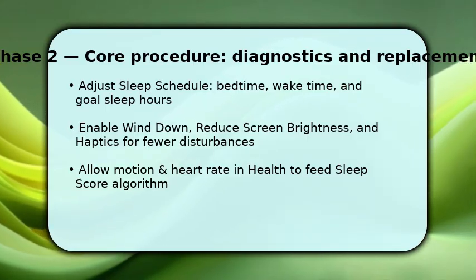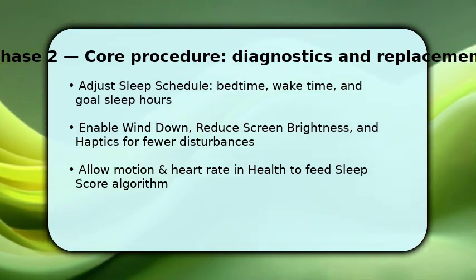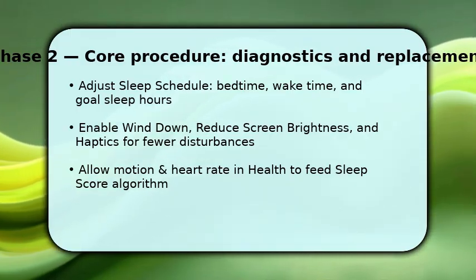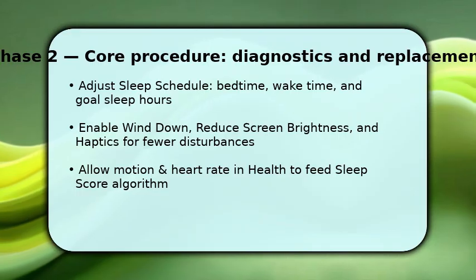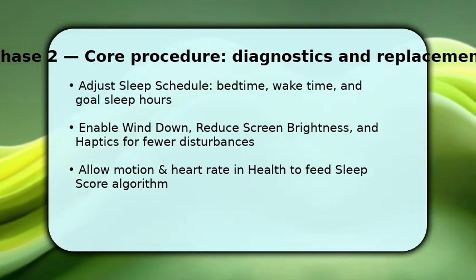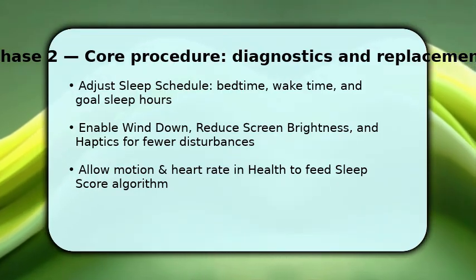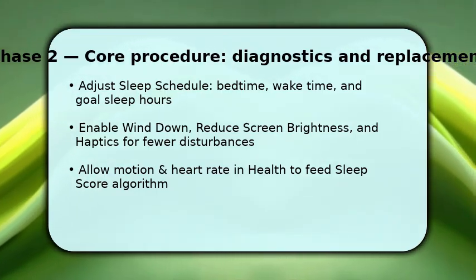Then enable wind down to automate calming shortcuts and reduce screen brightness plus haptics to minimize awakenings. Make sure motion, heart rate, and respiratory rate data are shared with health. Because the watch combines those signals to compute your sleep score, the better the inputs, the more useful the score becomes.